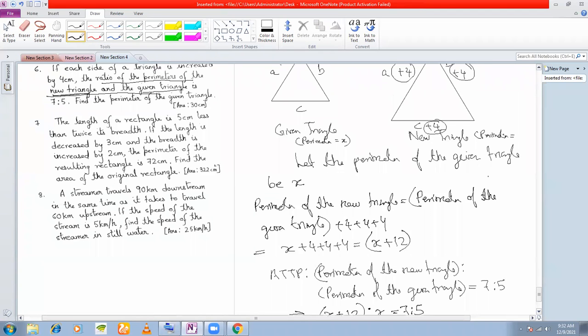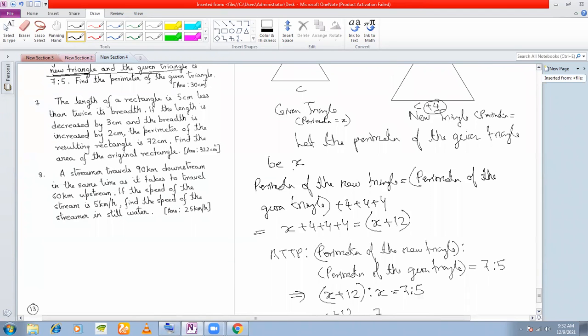What is the question here? Find the perimeter of the given triangle. You have to find out x only. You don't have to find out any other thing. Okay, so that's it.